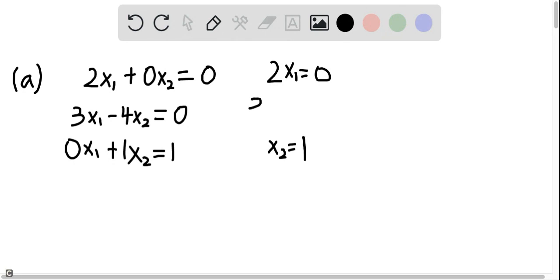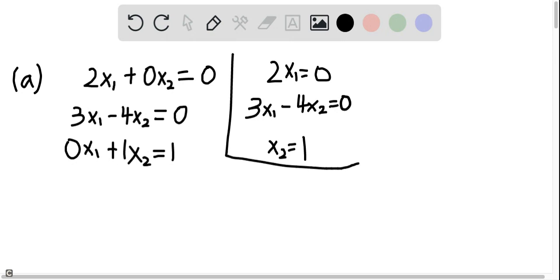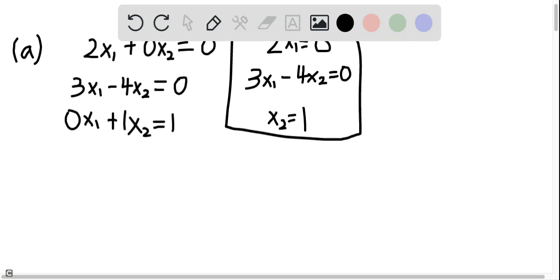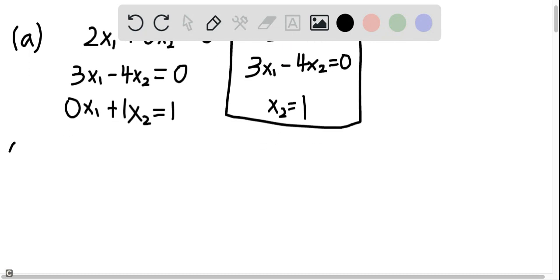Let's write the second equation right here too. x1 minus 4x2 equals 0. Now that gets us part A. Now let's go to our second matrix for part B.